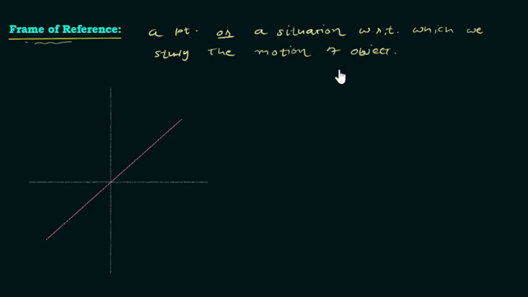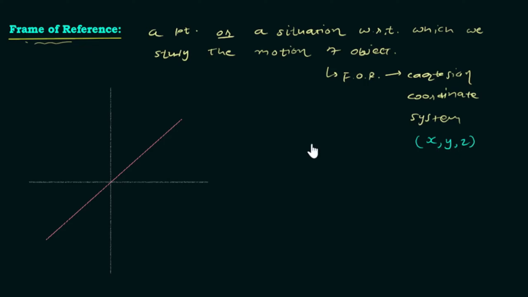In short I can write it as FOR. Generally, as a frame of reference, we take the Cartesian coordinate system. The Cartesian coordinate system is taken as x-axis, y-axis and z-axis. So this is our x-axis, this is our y-axis and this is our z-axis.